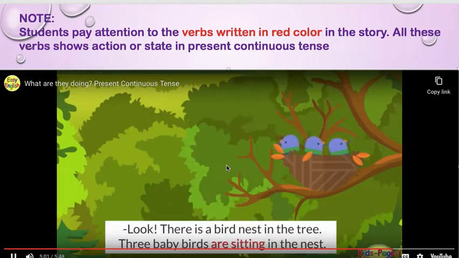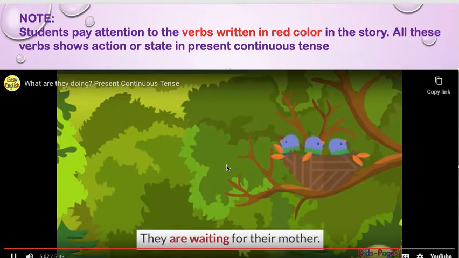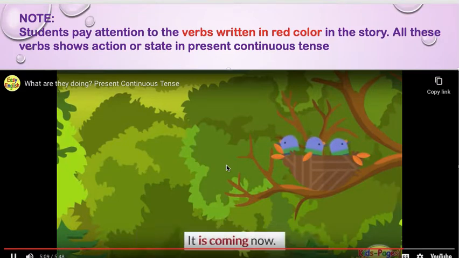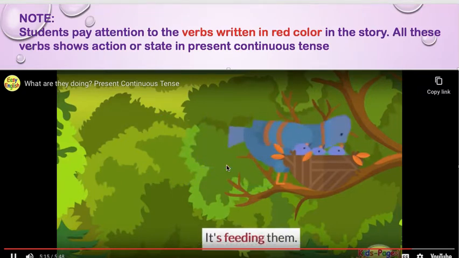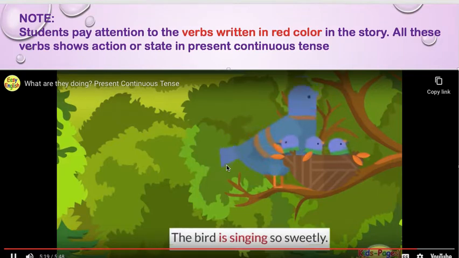Look! There is a bird nest in the tree. 3 baby birds are sitting in the nest. They are waiting for their mother. It is coming now. It's feeding them. The bird is singing so sweetly.